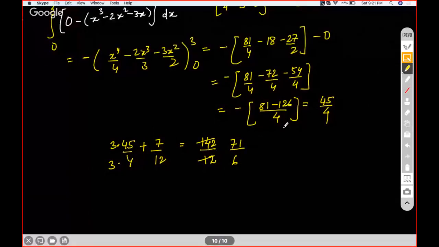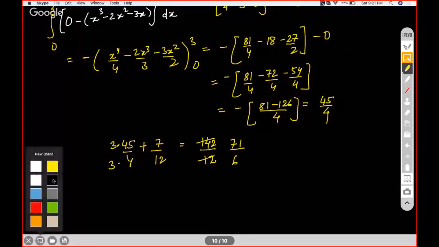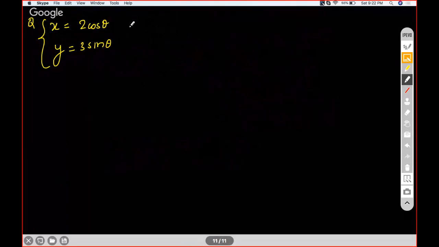For a change, now I will give you a question where the curve is not given to you in Cartesian form, but in a parametric form. Find the area enclosed by a curve whose parametric equation is x equal to 2 cos theta and y equal to 3 sin theta. We need to find the area of the curve. That means it's a closed curve, and needless to say, it's actually an ellipse. So they want the area enclosed within an ellipse.